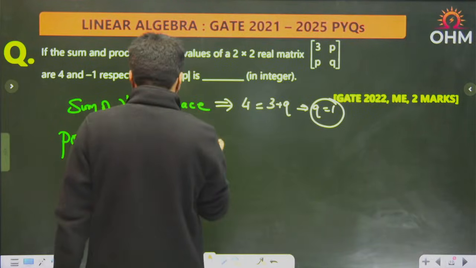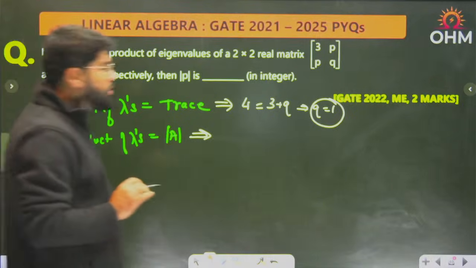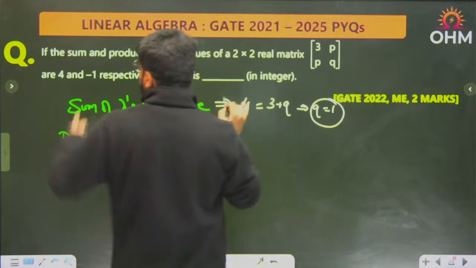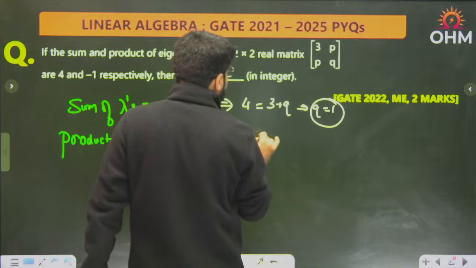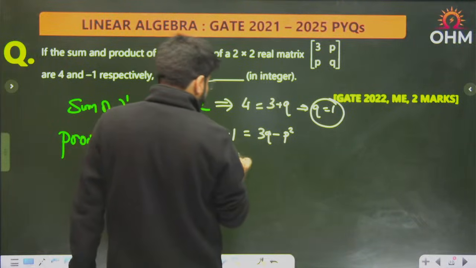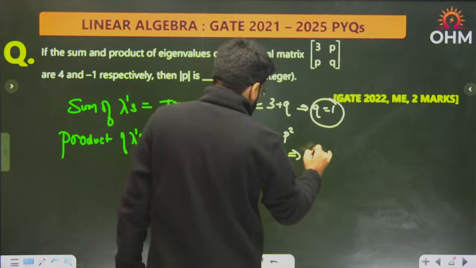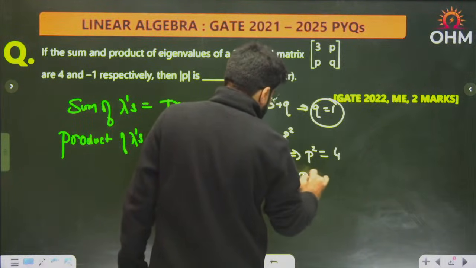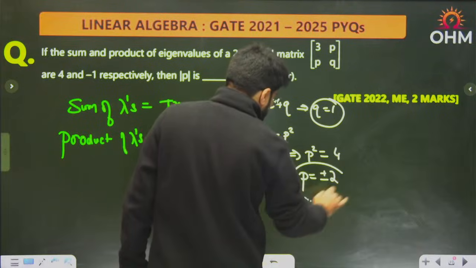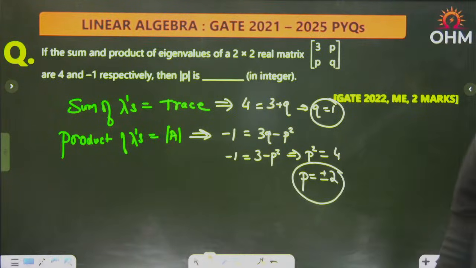Next, product of eigenvalues, that is product of lambdas, equals the determinant. The product of eigenvalues is given as minus 1, and that is equal to the determinant, which is 3q minus p square. Q is already 1, so it becomes 3 minus p square, from which you get p square as 4. So what is the value of p? Plus or minus 2.